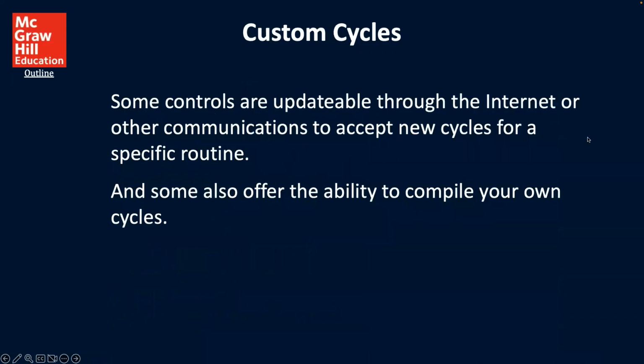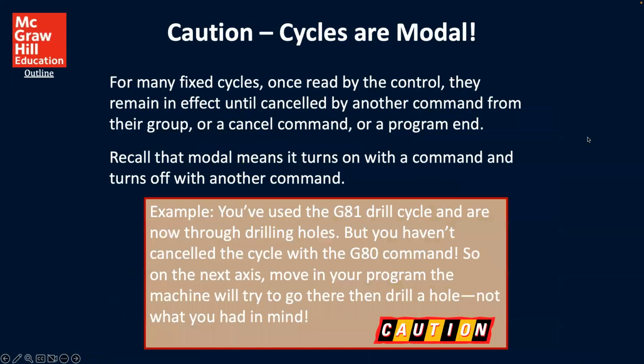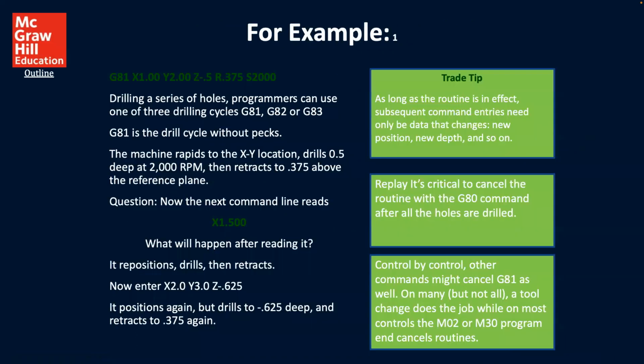Okay, well, continuing on what we were just talking about, a modal operation, we have an example here. So we have G81 X1.00 Y2.00 Z minus 0.5 R 0.375 S2000. And so what we're trying to do is drilling a series of holes.